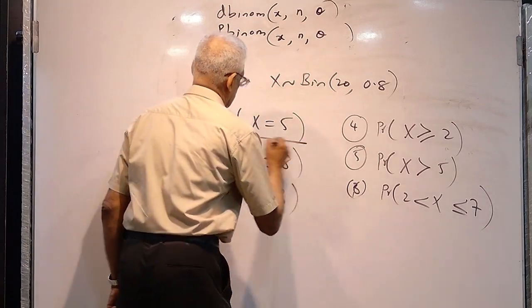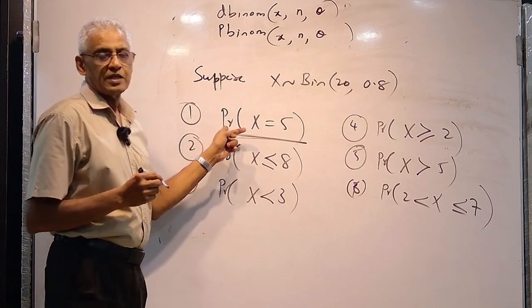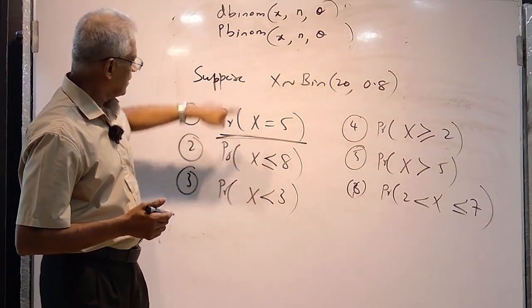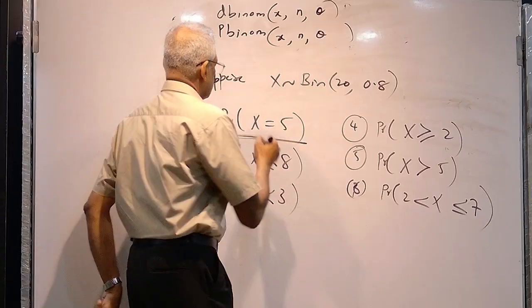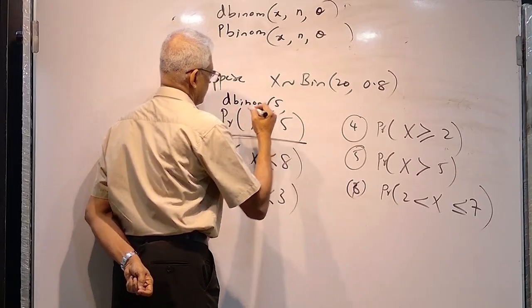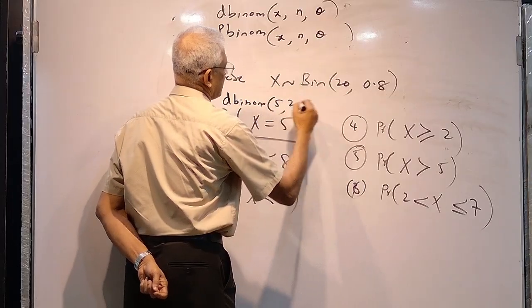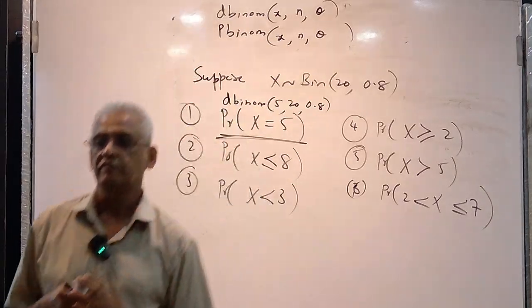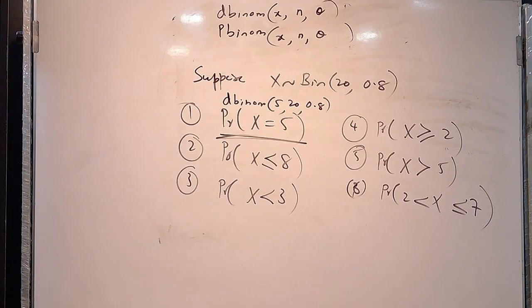So what is the function that you use for this one? This is the mass function at a given point, right? So therefore you use d binom at value 5. So this is actually d binom 5, and n is equal to 20, theta is equal to 0.8. If you type this one and run it, you will get the value. That is the same as putting n equal to 20, x equal to 5, theta equal to 0.8 in this formula. Right. You get that value.